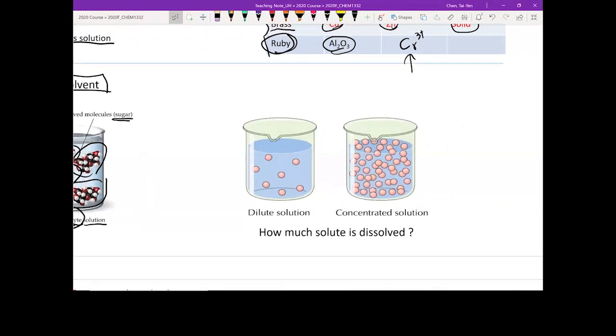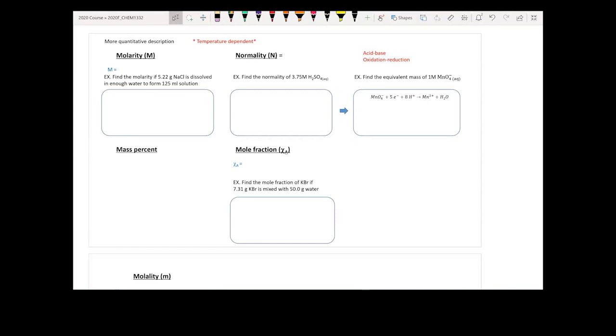The next natural question people will ask is how concentrated the solution is. For dilute solutions, you have fewer solute molecules compared to a more concentrated solution, where you have tons of solute molecules existing inside your solvent. So what we are going to do today is introduce you to 5 different definitions of concentration. I will give you the definitions, and I will give you one example so that you know how to do all these calculations.